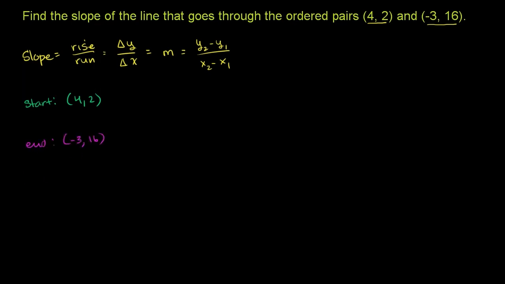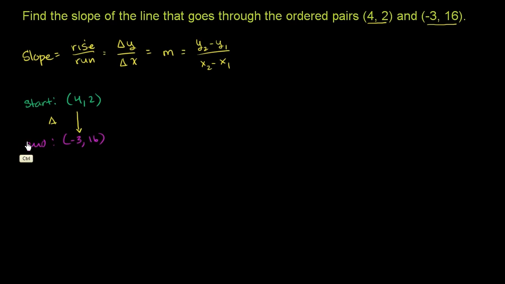So what is the change in x over here? What is the change in x in this scenario? So we're going from 4 to -3. If something goes from 4 to -3, what was its change? You have to go down 4 to get to 0, and then you have to go down another 3 to get to -3. So our change in x here is -7.